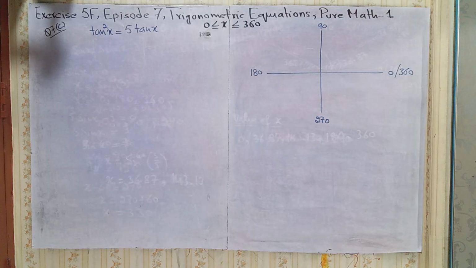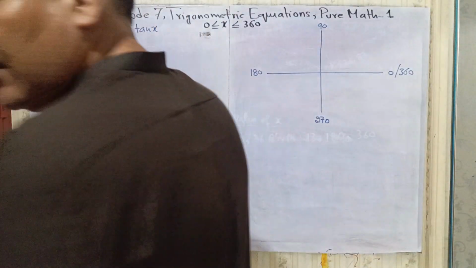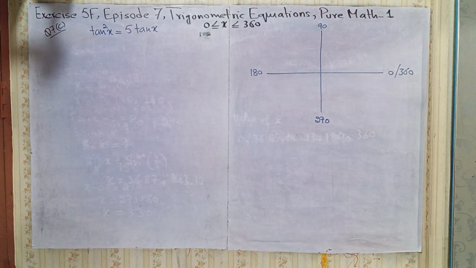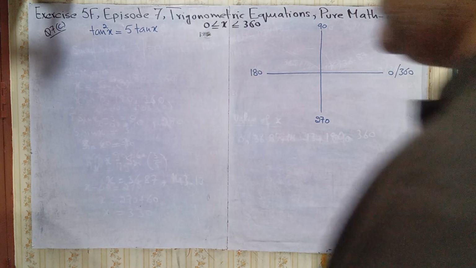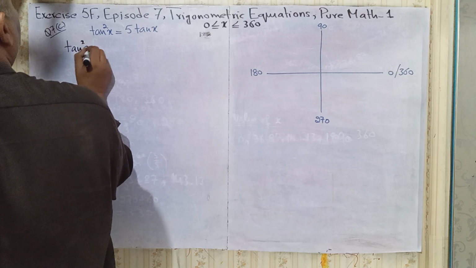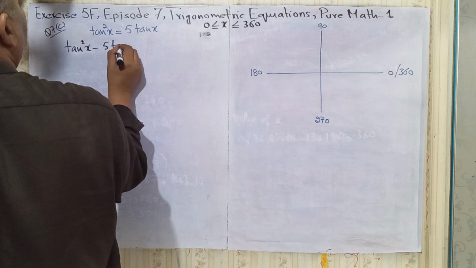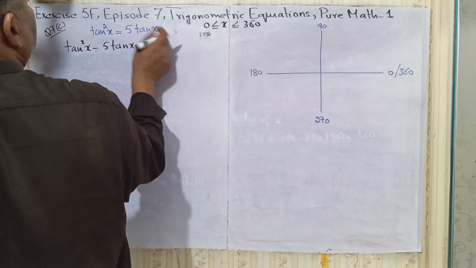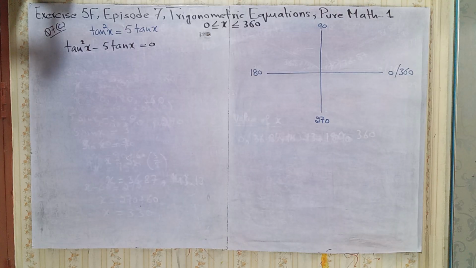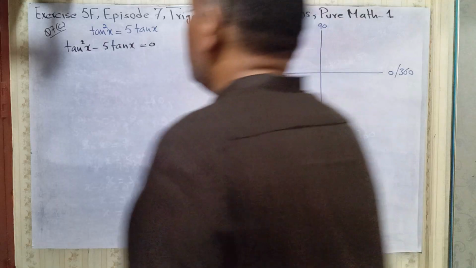Okay. Now what we will do, I will bring this 5 tan x to the other side. So here you will have tan square x minus 5 tan of the x is equal to 0. I took this to the other side. Now what I will do, I will take the tan x common. So I will have this tan x common.